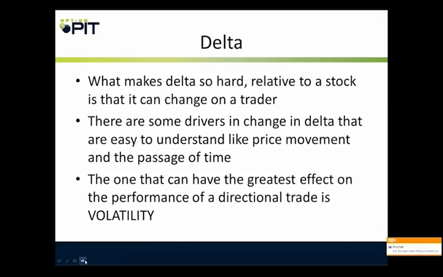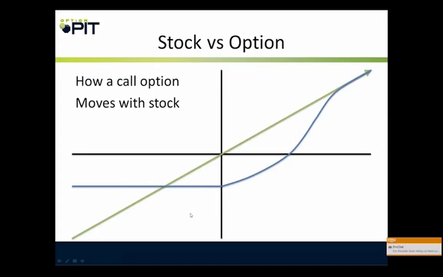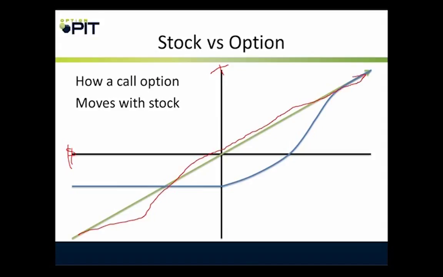And this is kind of how delta moves with stock. So the blue line represents delta, and the green line represents the stock. This is the strike price here, and this is the price of the underlying. All right. So as the stock goes up, the delta correlates more and more to the underlying at expiration.